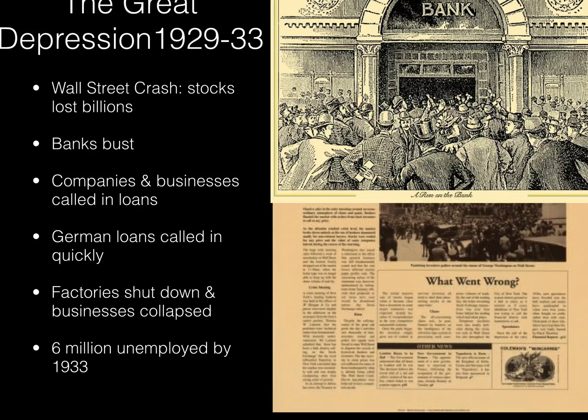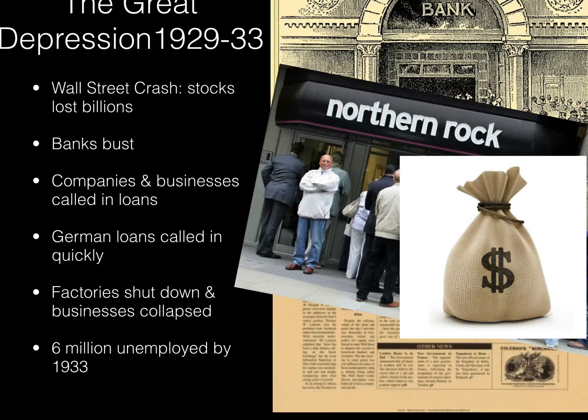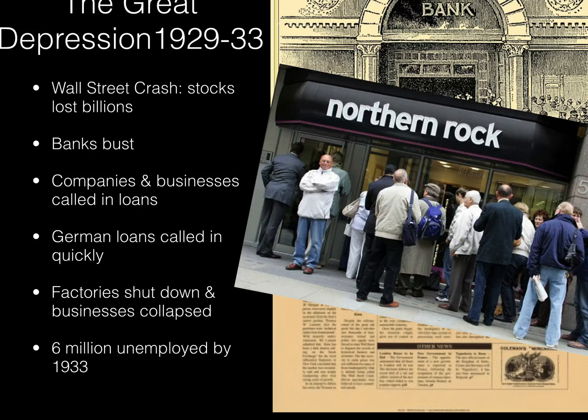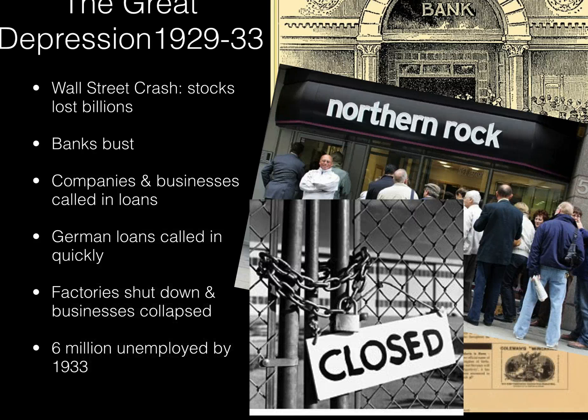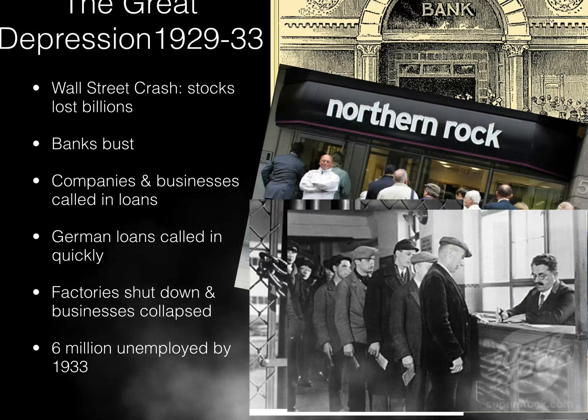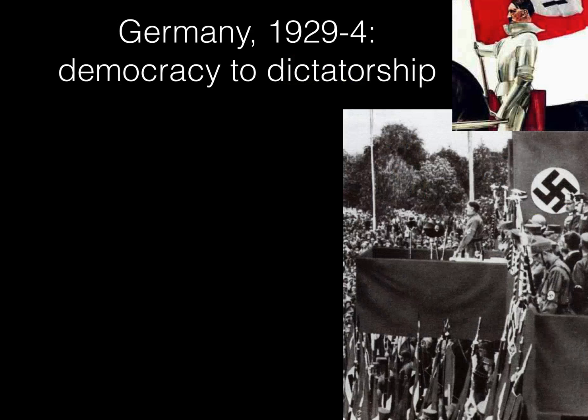Fearing their bank might collapse, they rushed to withdraw their money, which caused the collapse of the bank to become certain. Banks in themselves, desperately short of cash, meant that German loans were called in very quickly. Within Germany itself, this had a massive impact as factories lost their source of credit, factories shut down, businesses collapsed, and by 1933, 6 million Germans were unemployed, 6 million of the labour force. That was actually 1 in 3 of the German labour force.